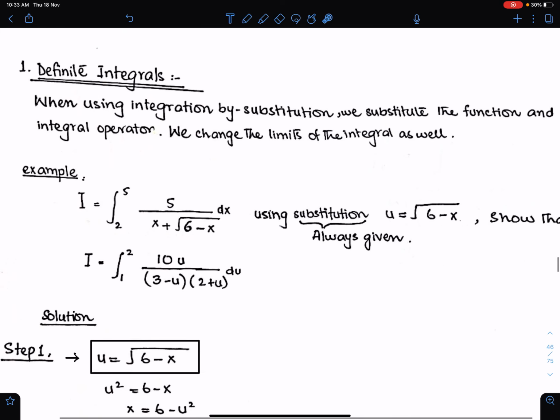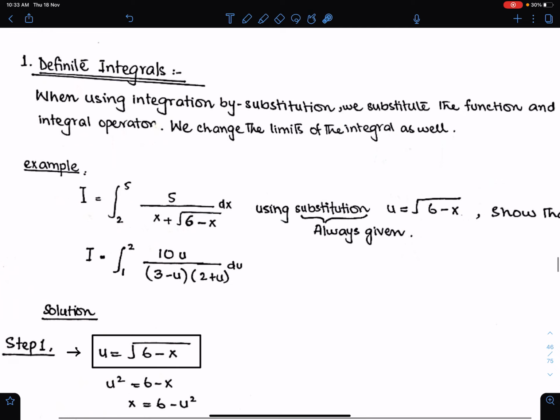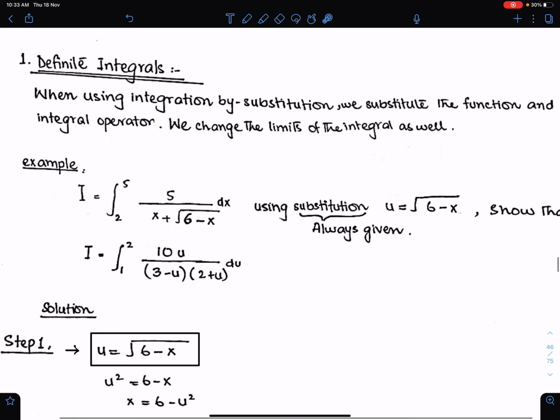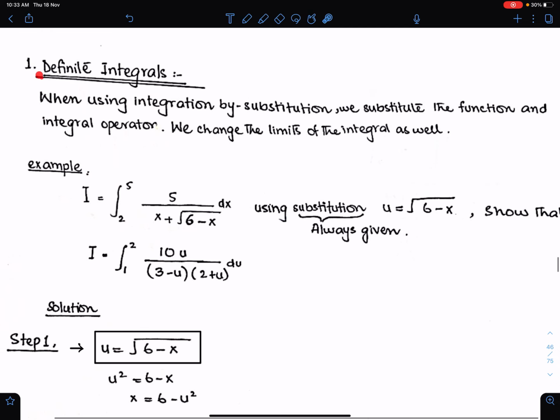There are two types of integration, definite integration and indefinite. Number one, definite integrals. When using integration by substitution for definite integrals, we substitute two things. Number one, the function, for example x, and number two, the integral operator, for example dx. This 6 minus x is the function, and this dx is the integral operator.